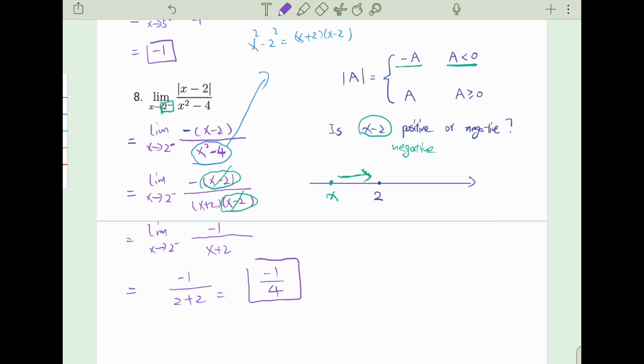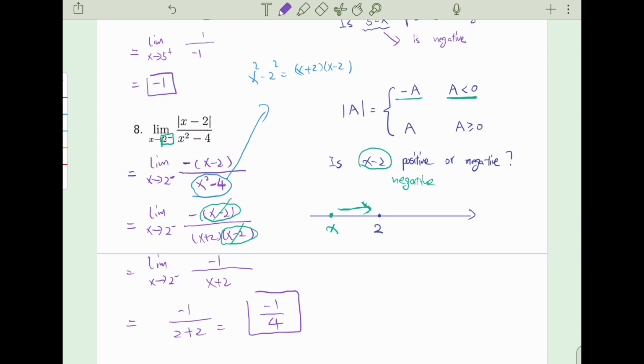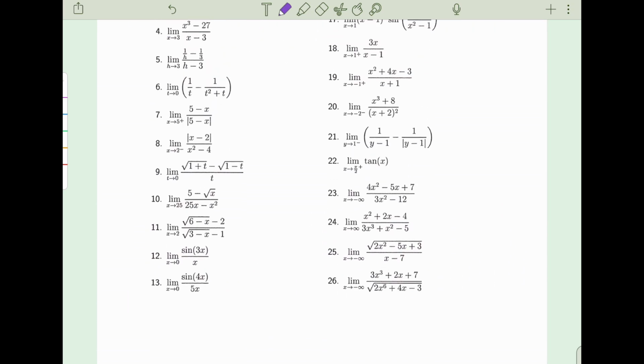Okay, that is question 7 and question 8, absolute value stuff. So the thing is to remove the absolute value, and at the same time combine the same technique that we learned from the previous 2 questions.